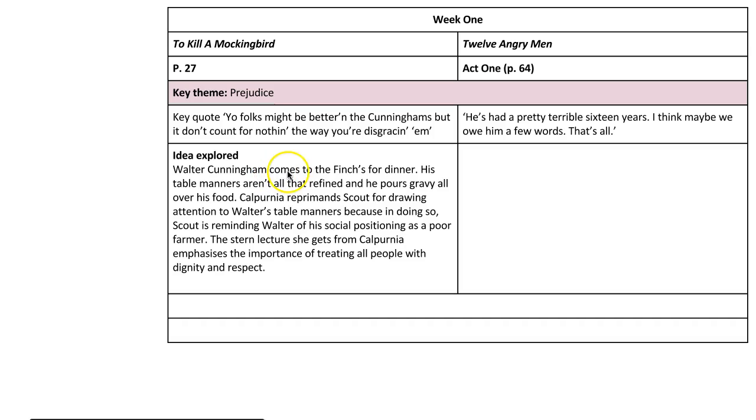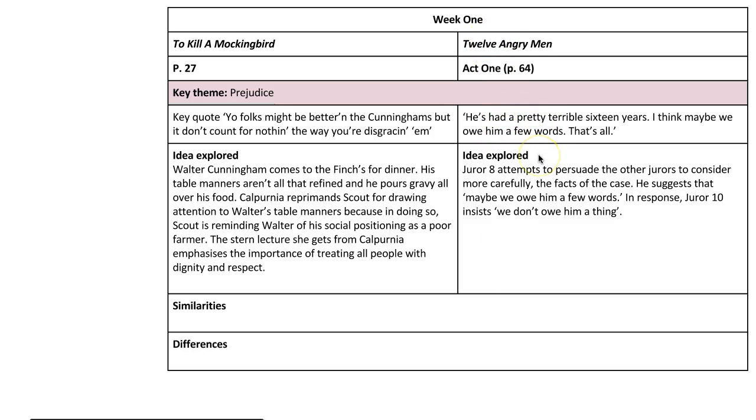We need to expand on how that idea is explored in this quote. Walter Cunningham comes to the Finches for dinner. His table manners aren't all that refined, and he pours gravy all over his food. Calpurnia reprimands Scout for drawing attention to Walter's table manners, because in doing so, Scout is reminding Walter of his social positioning as a poor farmer. The stern lecture she gets from Calpurnia emphasizes the importance of treating all people with dignity and respect. And you might say this is an important lesson that her father and Calpurnia try to convey to her throughout the entire text.